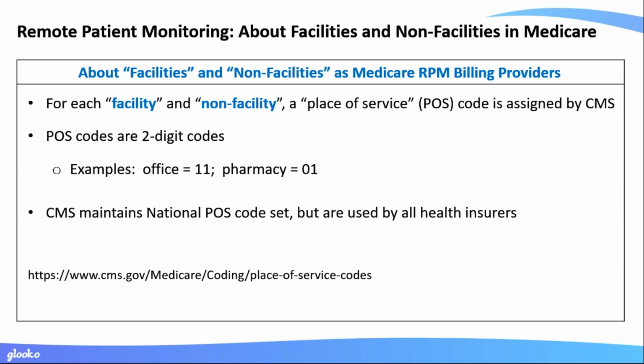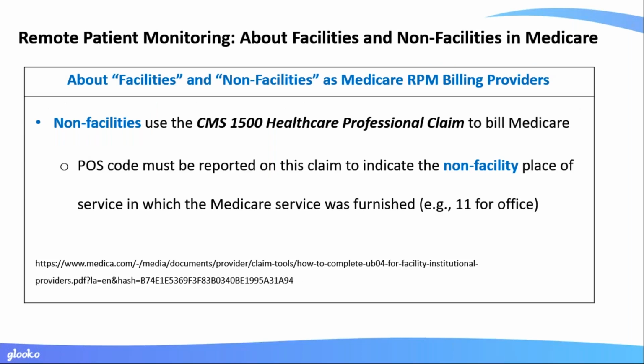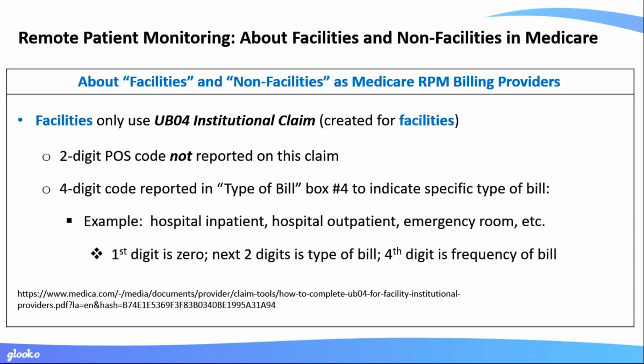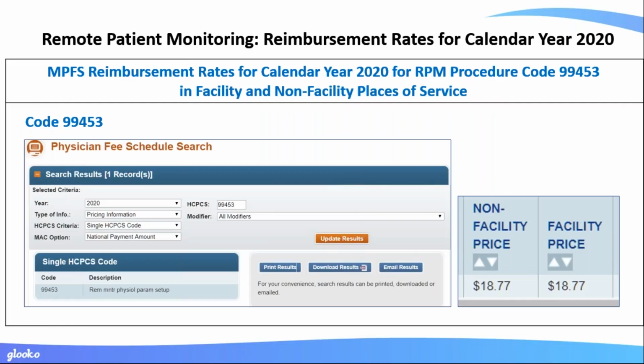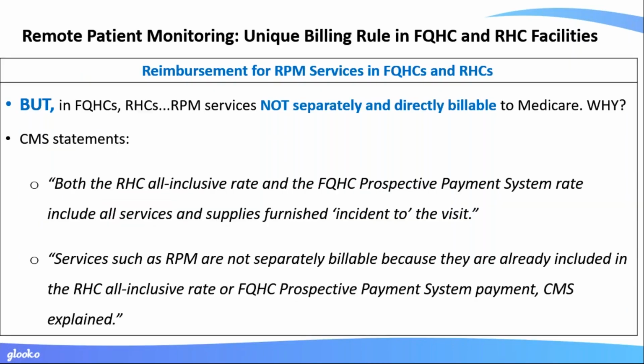But facilities like a hospital use a completely different type of claim form. They use a UB04. So when Medicare gets a UB04 claim, they know it's from a facility, hospital, critical access hospital. They don't have to use a place of service code because the UB04 is specifically for hospitals. One more thing I want to say, and then we're going to look at the reimbursement rates.